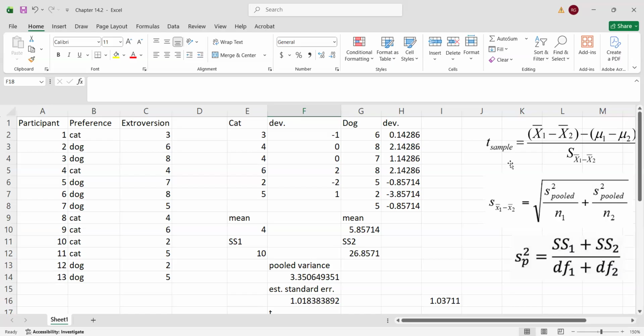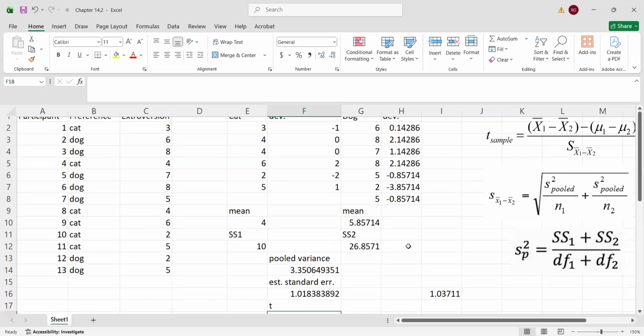You're either asking the question, do cat people score lower on extroversion than dog people? In which case you're interested in a negative t value. Or you're asking the question, do dog people score higher than cat people? In which case you're looking at and wanting to find a positive t value and compare it to the positive t crit. So hopefully that makes sense.